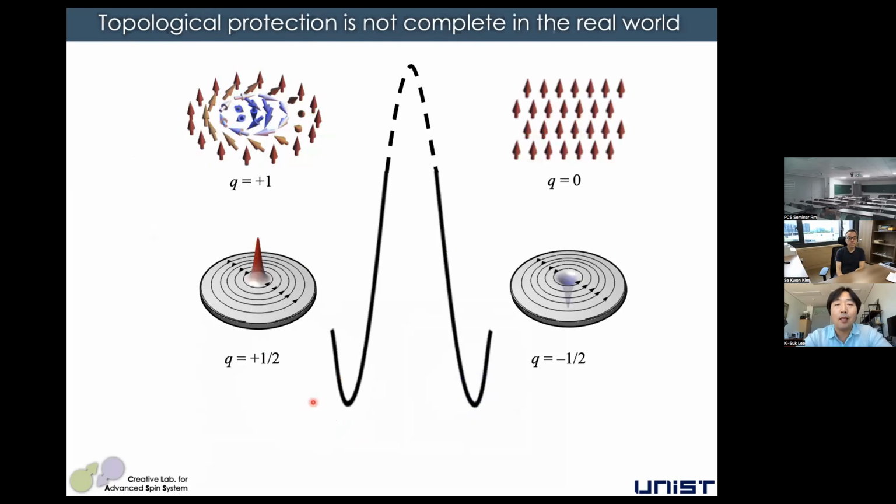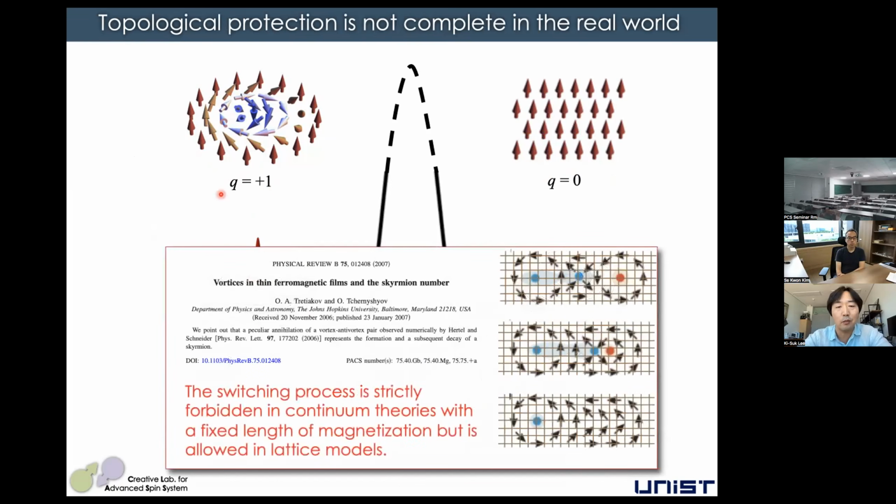Okay, and now this tells us that there is no infinite energy barrier. There is a finite energy barrier between two configurations with different skyrmion numbers, different topological charges. Okay, so how do we explain such a finite value of the energy barrier? Here, Professor Chernyshov solved this problem. In this paper, the switching process is strictly forbidden in continuum theories. Based on continuum theory, it is impossible to overcome this energy barrier.